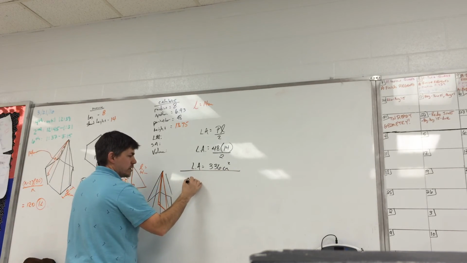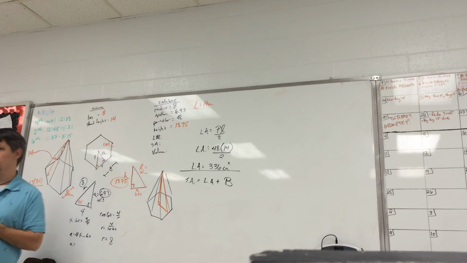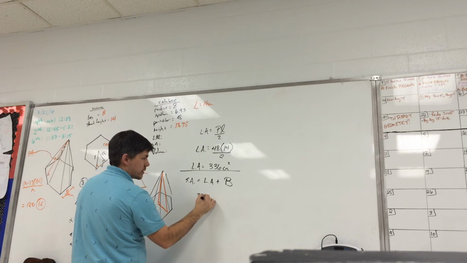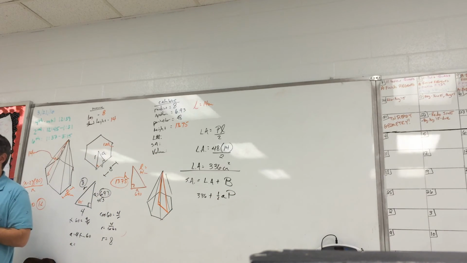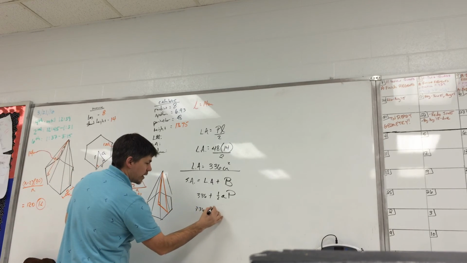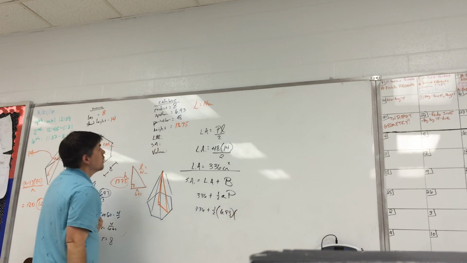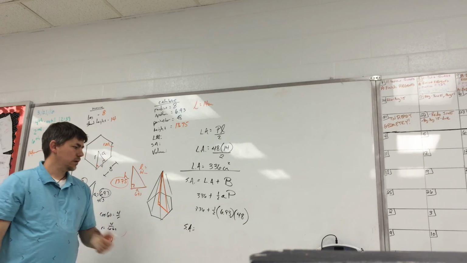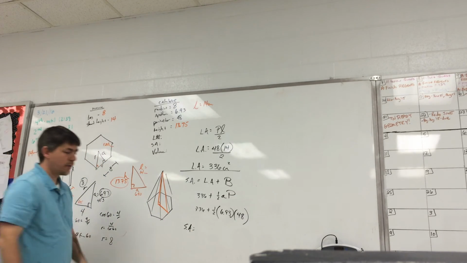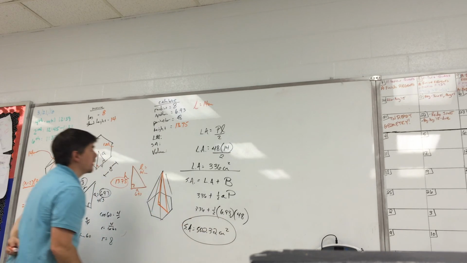So now to find the surface area. Are y'all keeping up? What am I going to do? Lateral area plus area of the base. The lateral area is 336 plus area of the base. What is that? 1/2 apothem times the perimeter. Y'all remember that? So that is 336 plus 1/2 times the apothem, 6.93, times the perimeter, 48. Somebody calculate that pretty quickly. 166.32. Plus 336 is 502.32 centimeters squared.